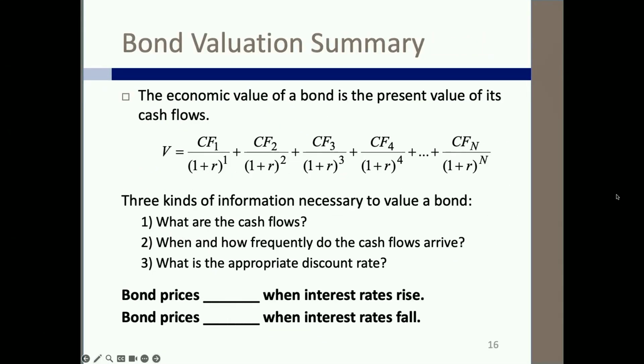All right, so let's just sum up what we've learned so far. The economic value of a bond is just the present value of its cash flows. We can take what we learned at the very beginning of this course, right? Value additivity and the single cash flow formula, and apply it to bond pricing. So that implies three kinds of information are necessary to value the bond. Number one, what are the cash flows? How big are they? Number two, when do they arrive? And number three, what's the appropriate discount rate for those cash flows?